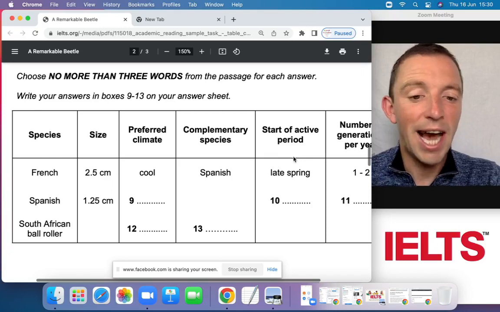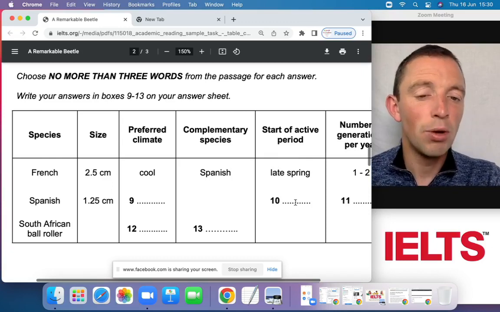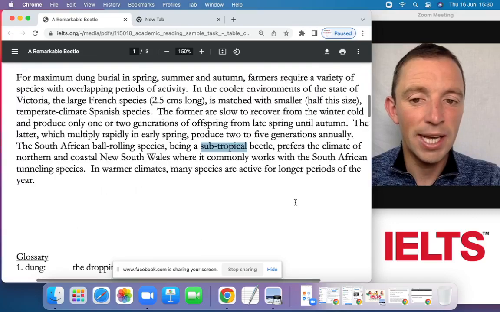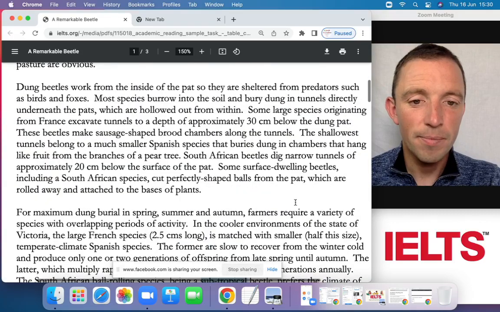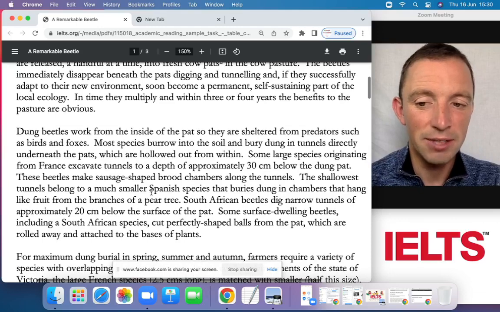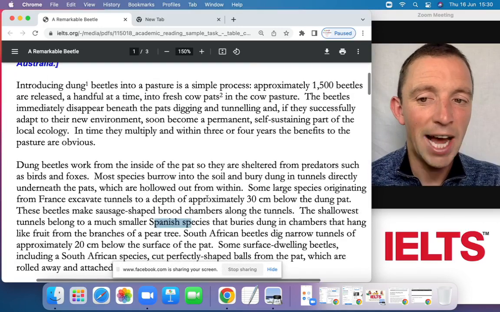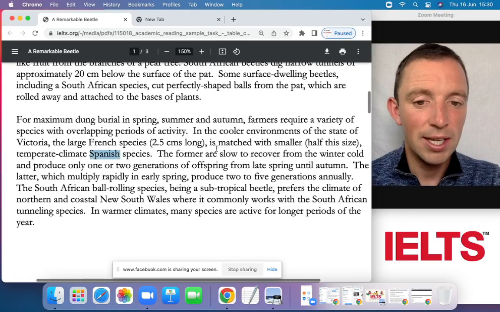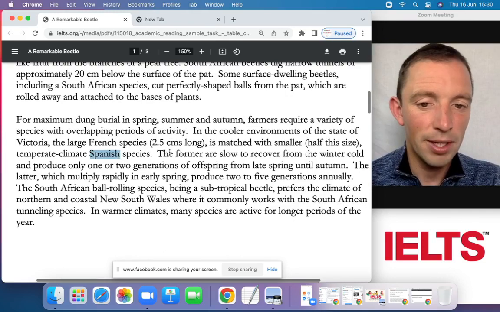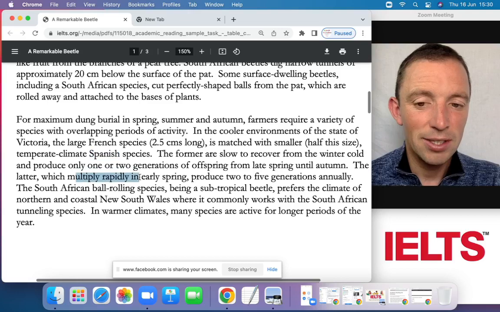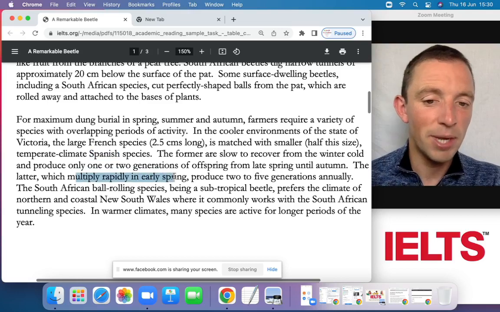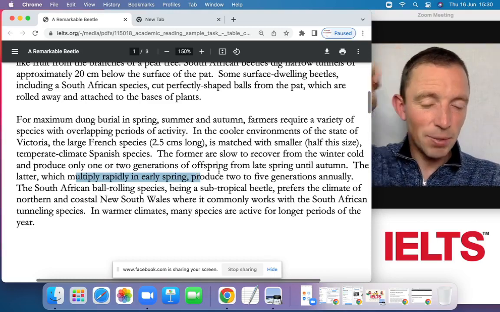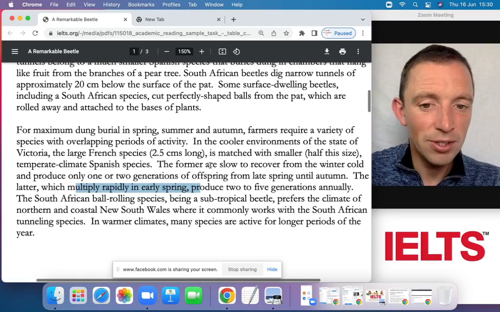Okay, the start of the active period for the Spanish beetle. When is the start of the active period? Maybe it's the spring again. So let's look for the first reference again of the Spanish. So there's nothing about the active period. And let's see the second reference to the Spanish species. The latter. So maybe early spring. Possibly early spring again. That's my only possible answer in relation to that.